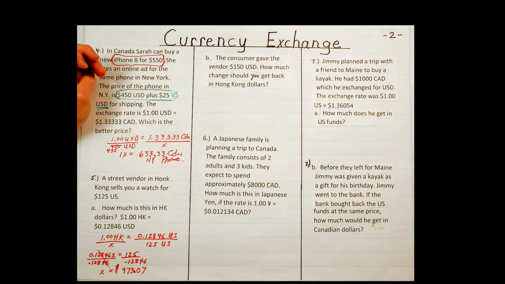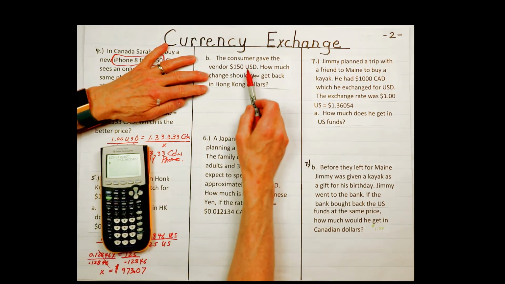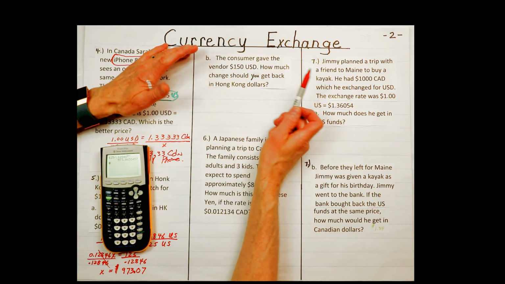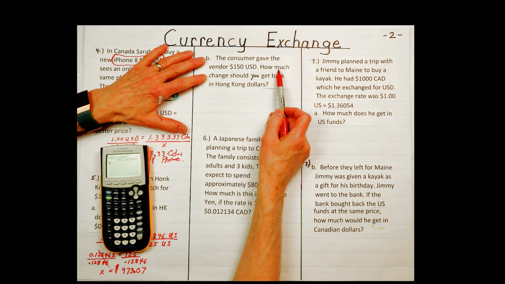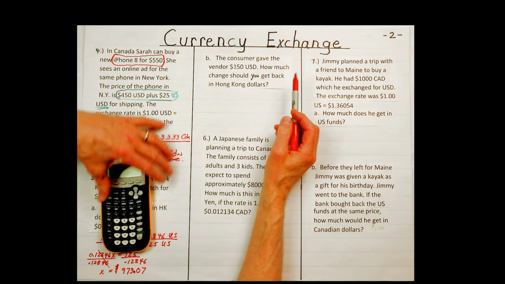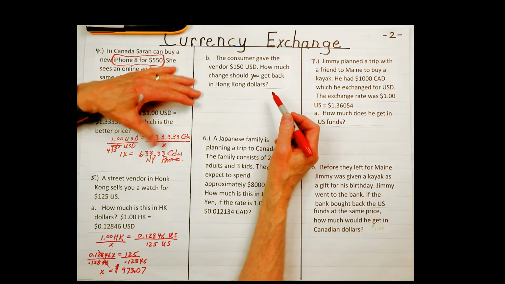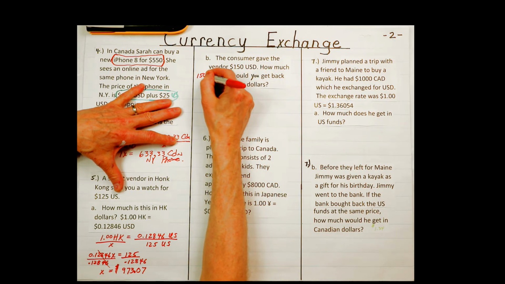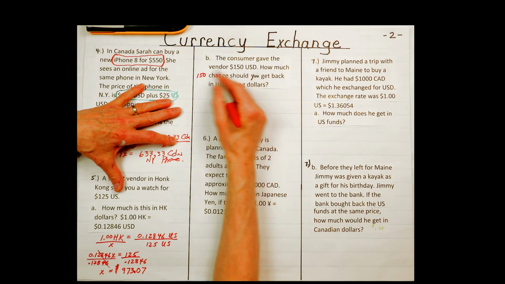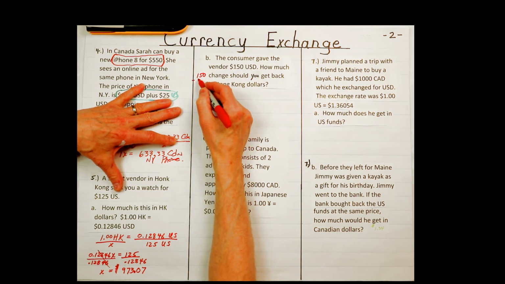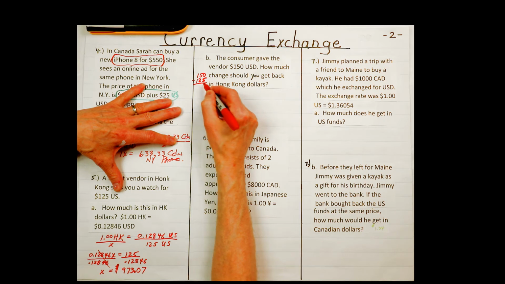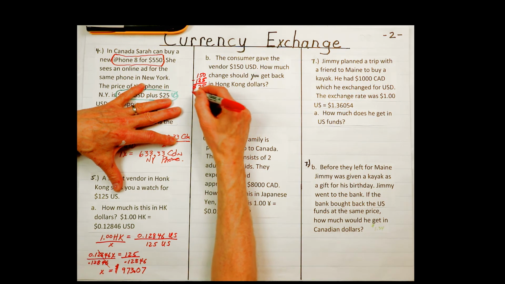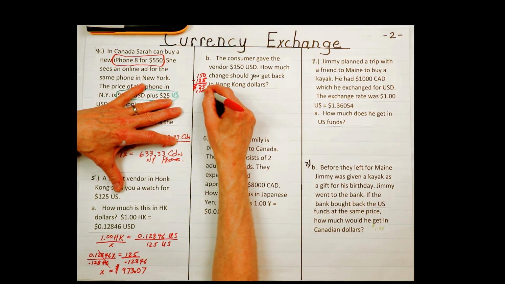Now, the next part of question 5 says the consumer gave the vendor $150 US. So maybe a $100 bill and a $50 bill. How much change should you get back in Hong Kong dollars? Well, let's just do a quick calculation here. 150 is what you give the vendor in US dollars, and it costs 125 US dollars. So you should get $25 US in change, right?